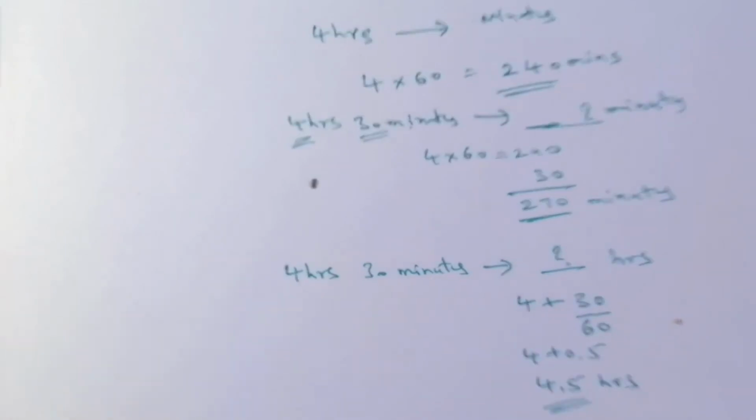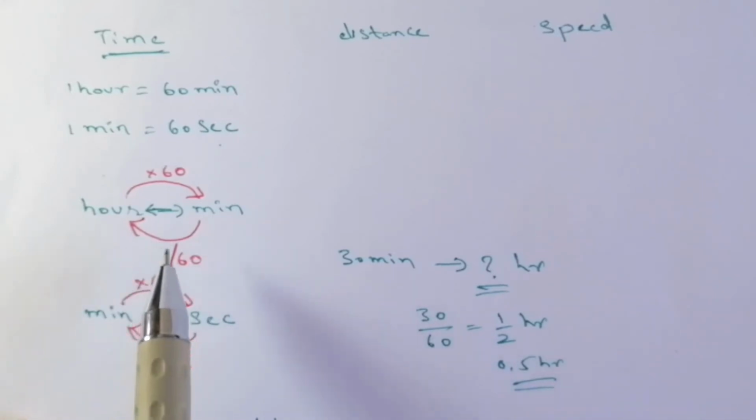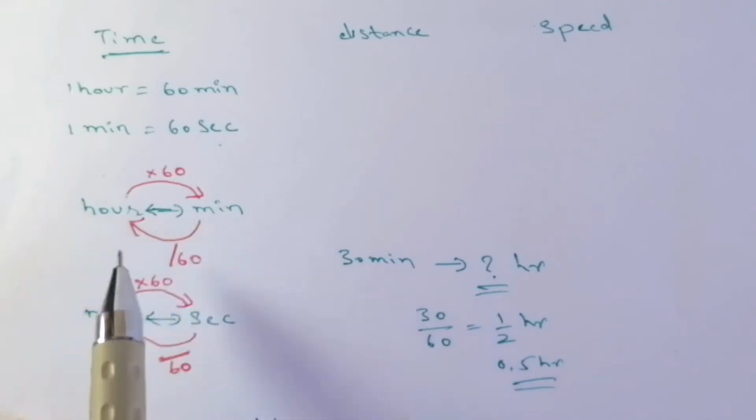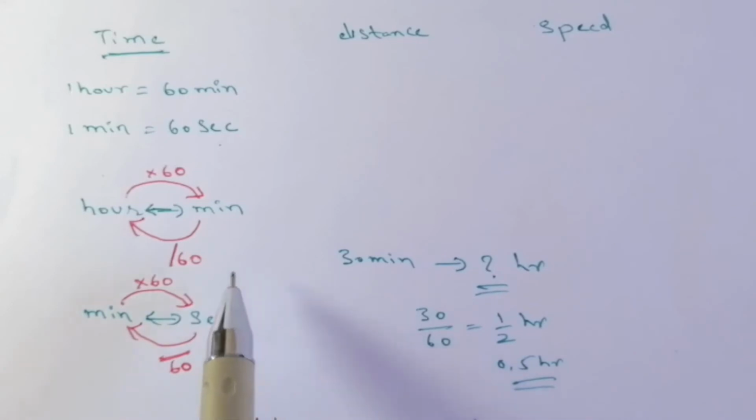It looks very simple, but you should understand this concept very clearly, because small mistakes lead to huge problems. When you study a problem, you have to study very clearly whether the time is represented in hours or in minutes. You should take it in a uniform format, either in hours or in minutes. So for that there is a need for conversion.